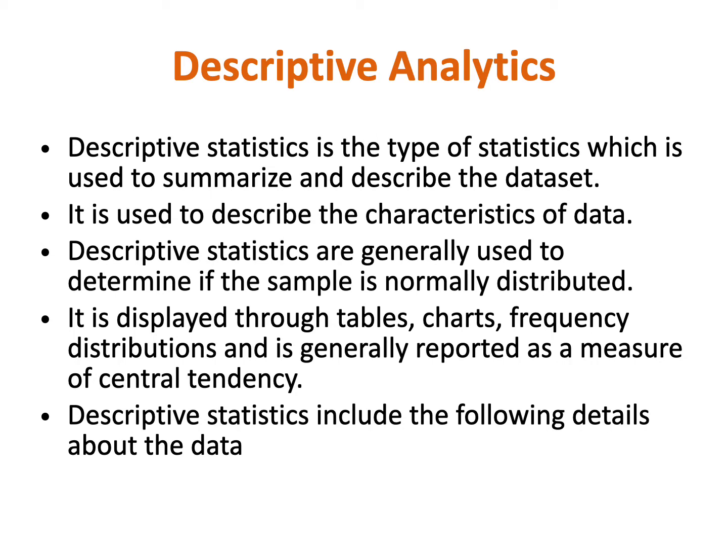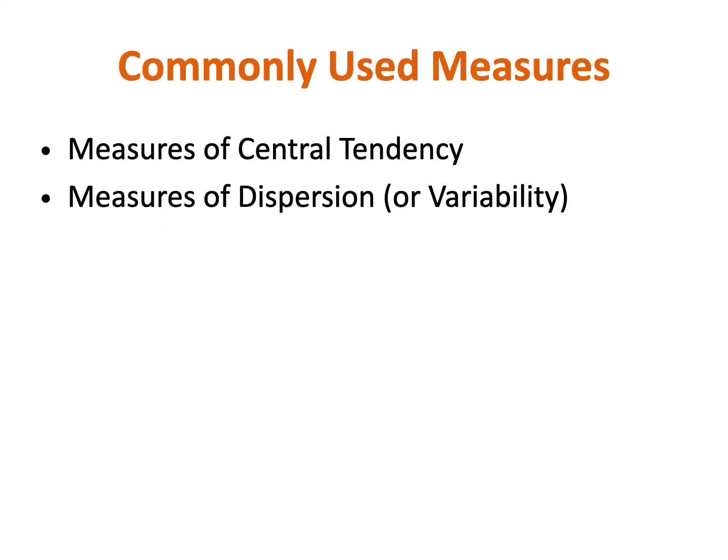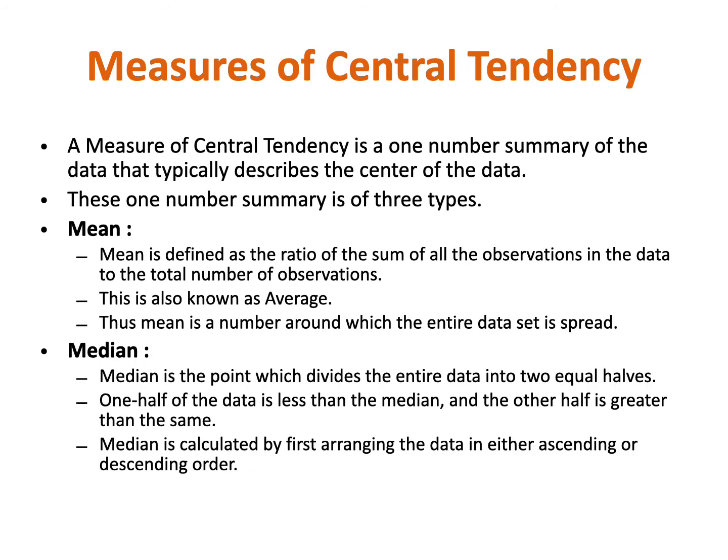Descriptive statistics is displayed through tables, charts, and frequency distributions. It is generally reported as a measure of central tendency, and it includes the following details about the data: one is the measure of central tendency, and another is the measures of dispersion or variability. So let us see the measure of central tendency.